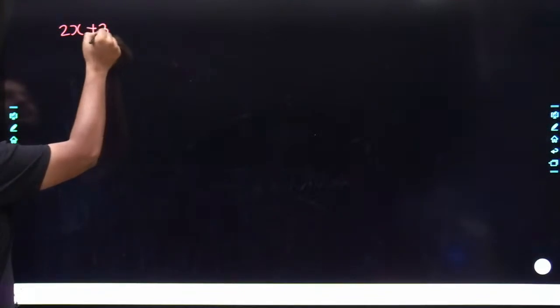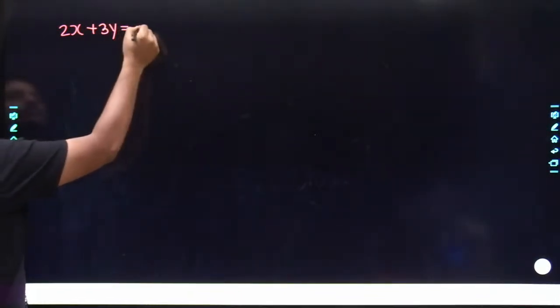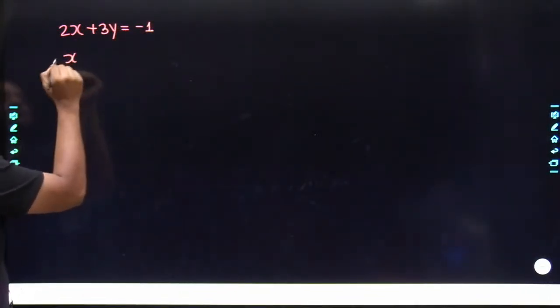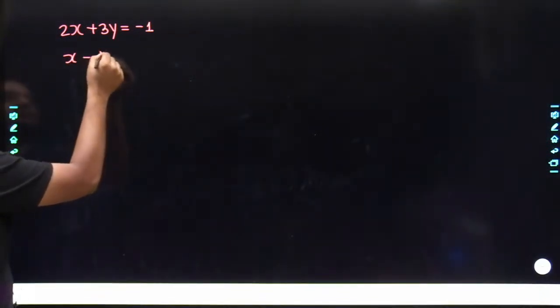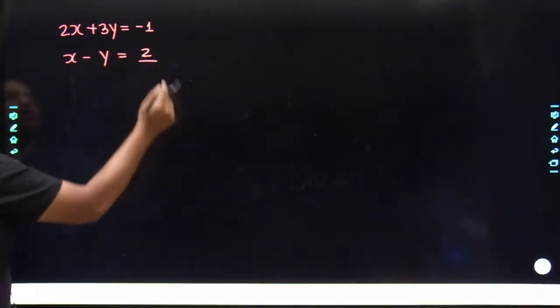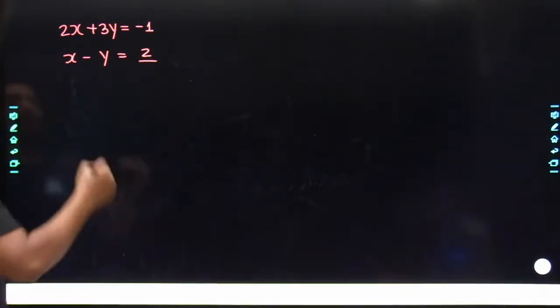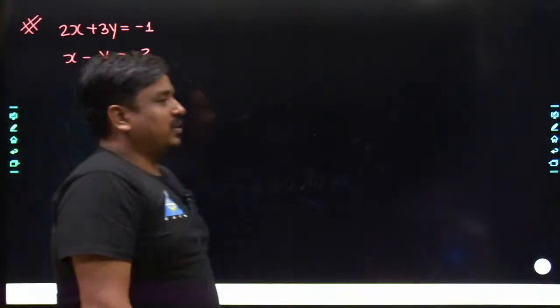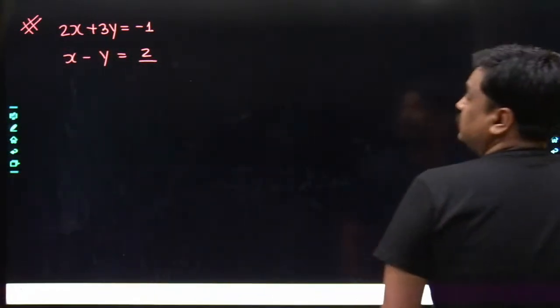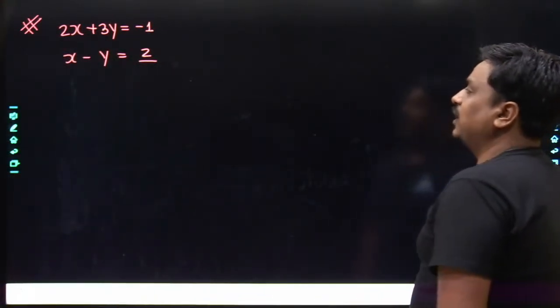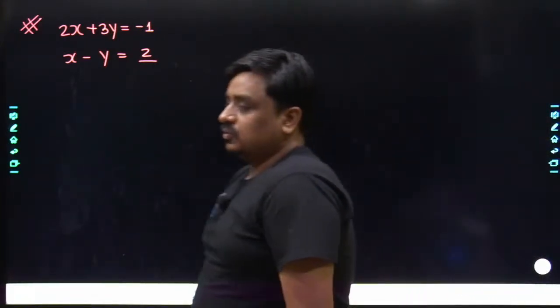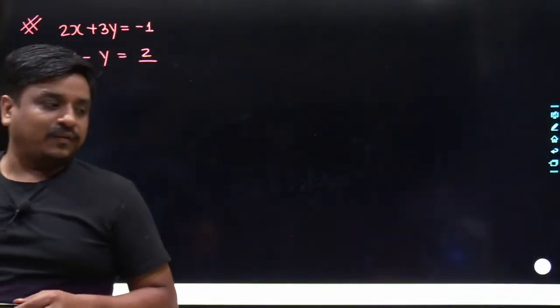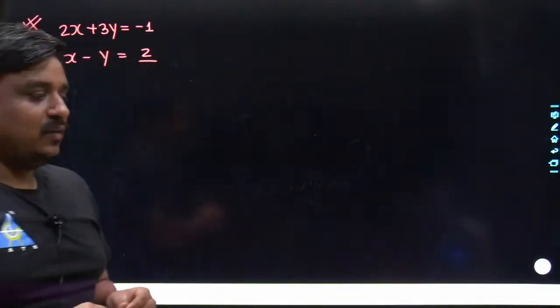In the same sequence, let me take another problem. Find the value of x and y once again. The 2x plus 3y has been minus 1, and similarly x minus y has been 2. Find the value of x and y.